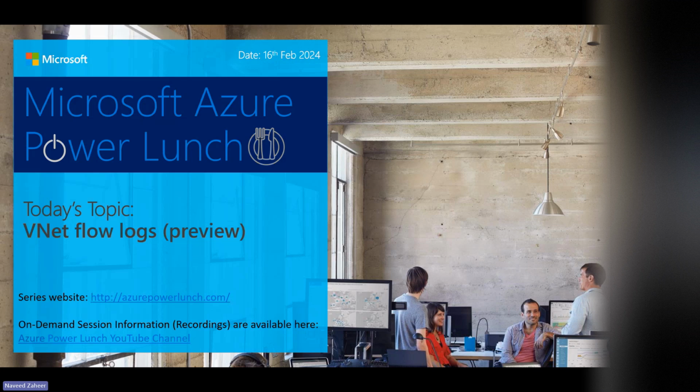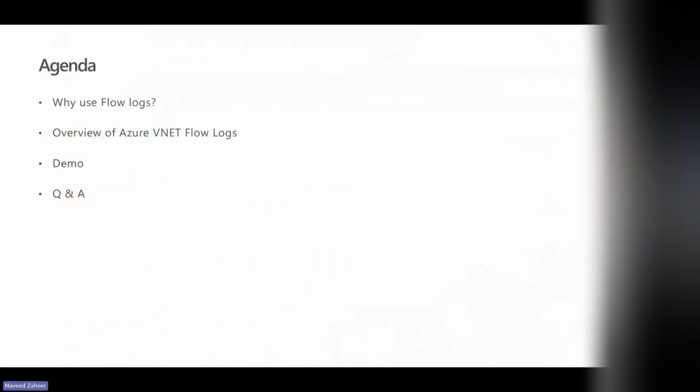So, with that, let's start with our topic of discussion. Once again, thank you for joining. Today we are going to be talking about VNet flow logs. Just like we always do, we are going to spend a few minutes on what problem area flow logs are addressing, why we need to use them. The second thing we're going to talk about is a quick overview of flow logs, how you set it up, and all of that. And then, as we always do, there's going to be a demo, and feel free to ask any questions.